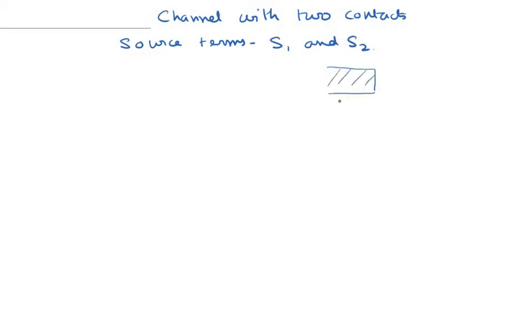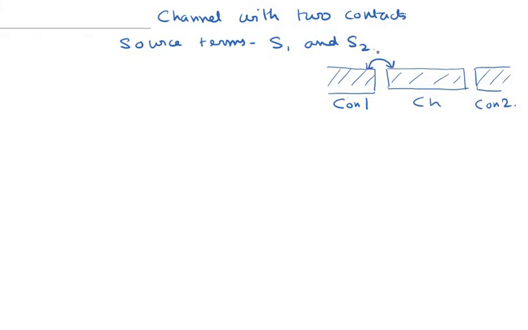We have this contact 1 and we have this channel over here, and then we have this contact 2, and these two are coupled via this matrix tau 1, and these two are coupled via this matrix tau 2. And S1 again is precisely, as you know, tau 1 phi 1. S2 is precisely tau 2 phi 2.